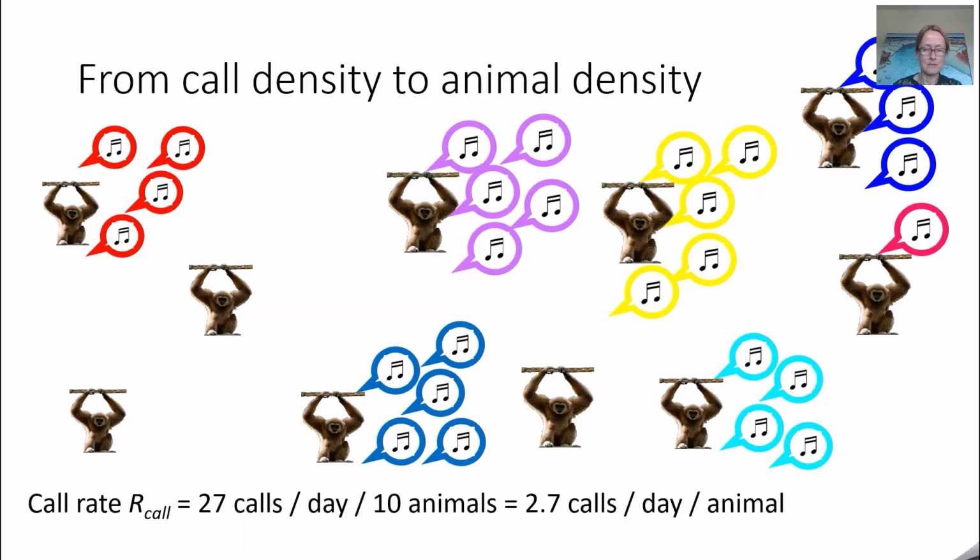So all in all, these 10 animals made 27 calls during that day. This includes the animals that did not make any calls. So we can estimate call rate from this simply by plugging in the numbers and get a call rate estimate of 2.7 calls per day per animal.